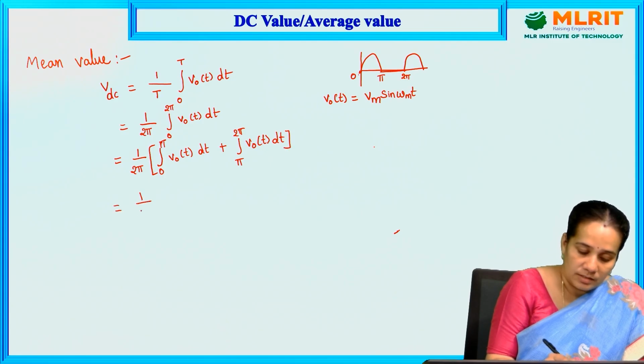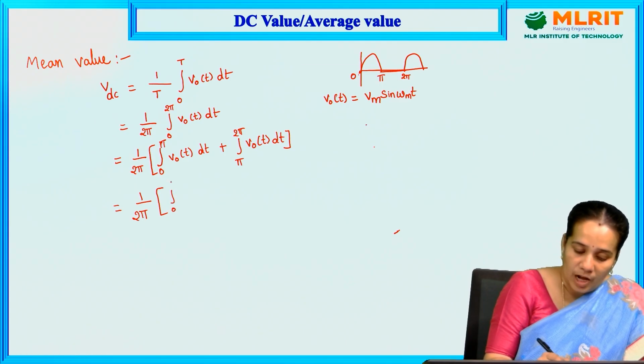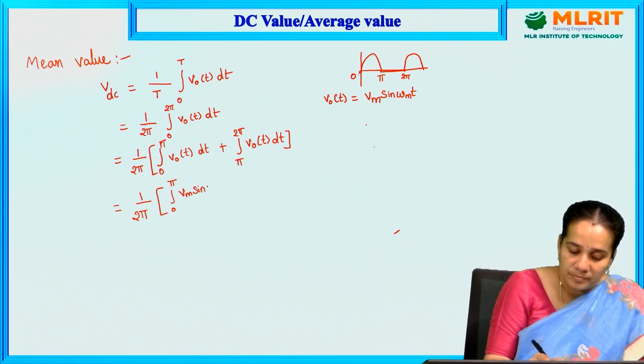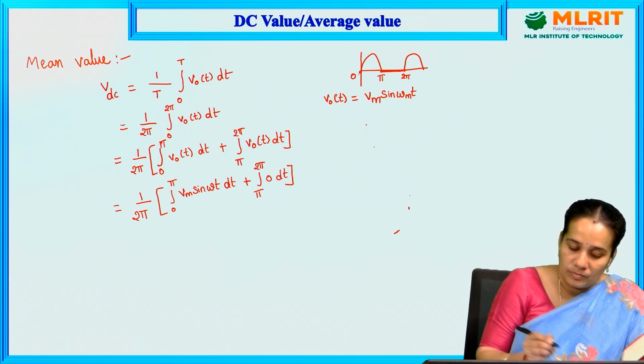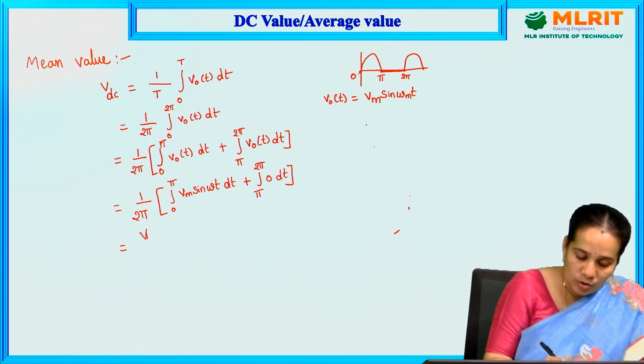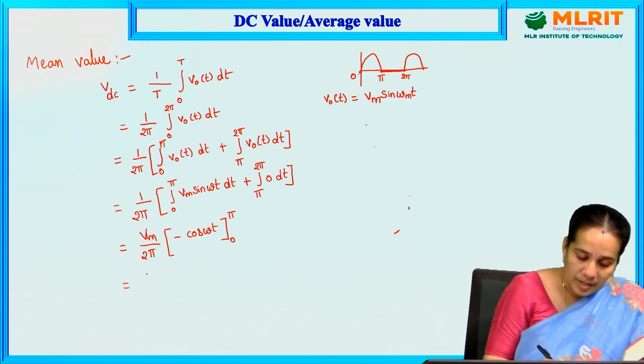From the figure, we can note what the output is. For 0 to pi, the output is Vm sin omega t into dt, plus, for pi to 2 pi, the signal amplitude is equal to 0. Then 1 by 2 pi, where Vm is a constant: Vm by 2 pi times the integration of sin omega t, which is minus cos omega t into dt, with the limits ranging from 0 to pi.